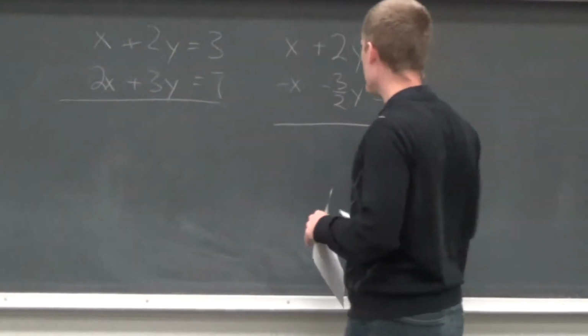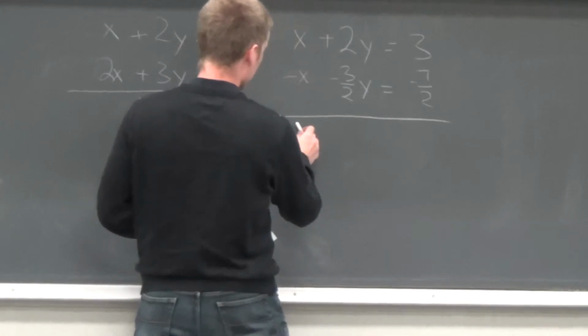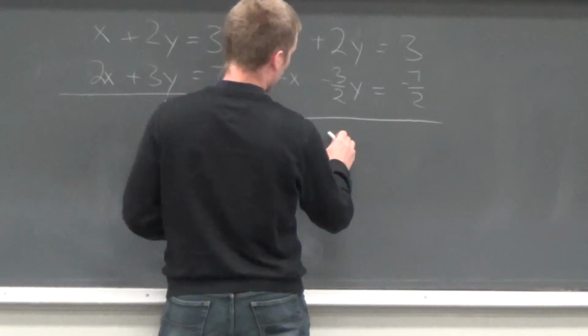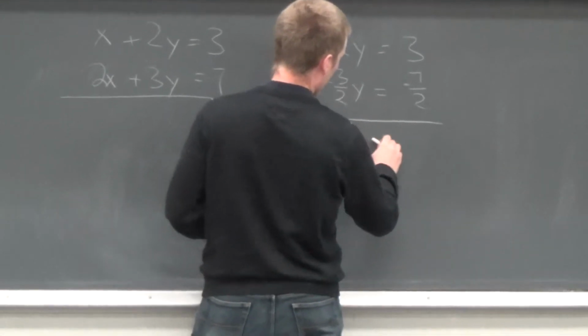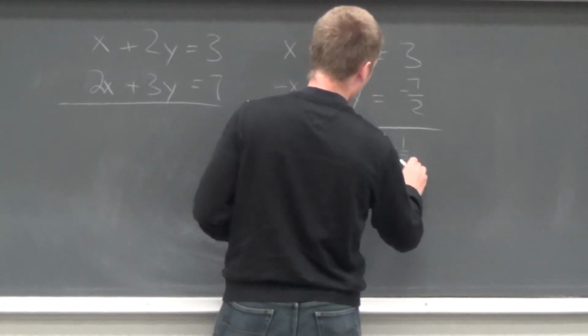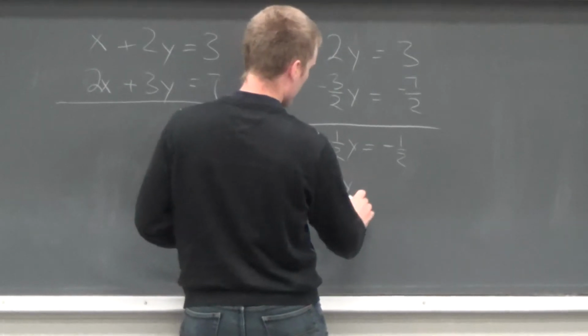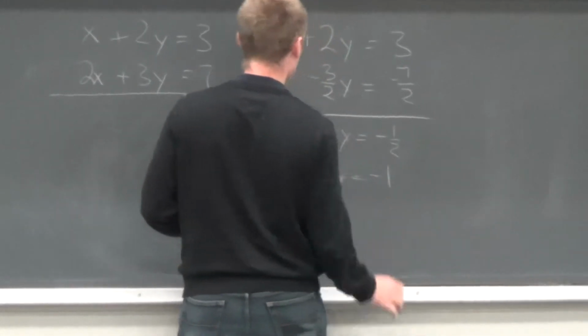And so, what can we do next once we've come to this part? Yes, we can add the two equations together. And this gives us 0x plus 1/2 y equals negative 1/2. And then this resolves, obviously, to y equals negative 1.